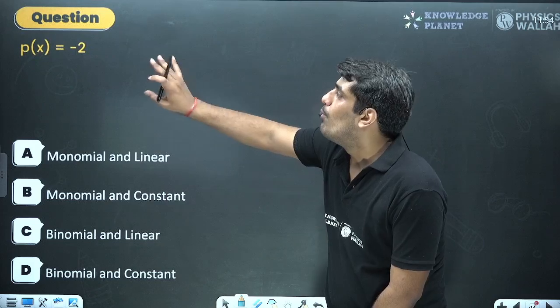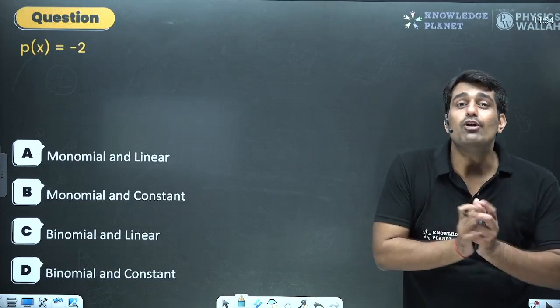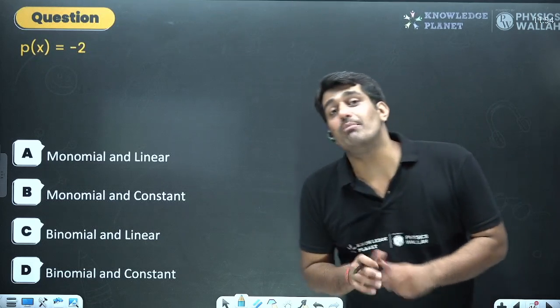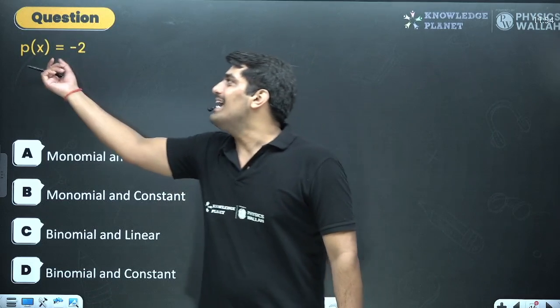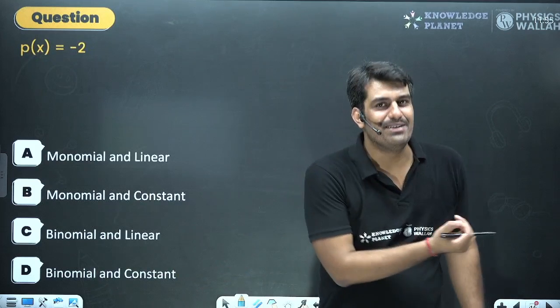Over here, only minus 2 is written. So what is this p bracket x? This should be understood in this manner. Since we talk about polynomial and polynomial is having some variables, whatever variable is involved, I write that inside the bracket. P over here is signifying polynomials.